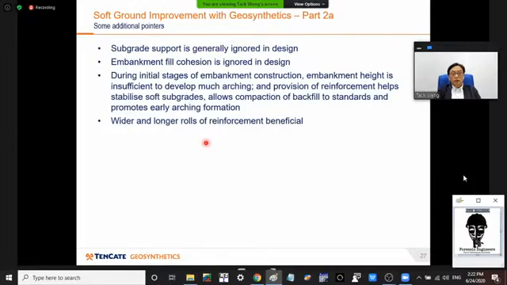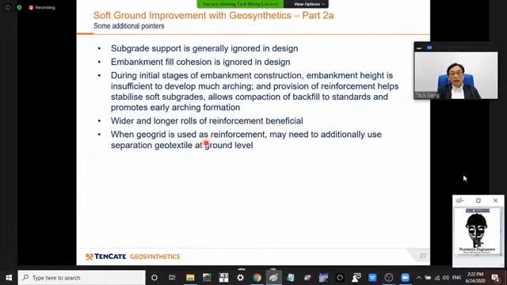Generally, for reinforcement, the wider and the longer the rows, the better it is. You want to try and avoid as much overlaps or joints as possible. When GeoGrid is used as reinforcement, sometimes you may need to additionally use separation geotextile like ground level, because GeoGrid has got huge openings and they do not have the separation function.